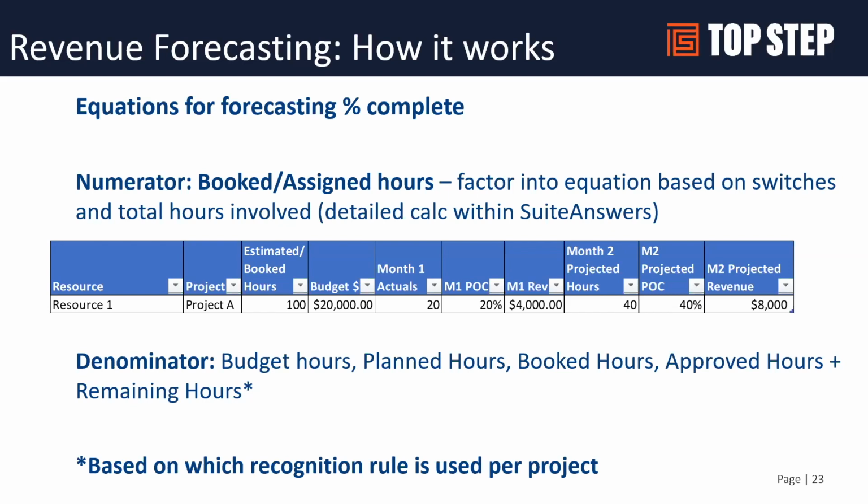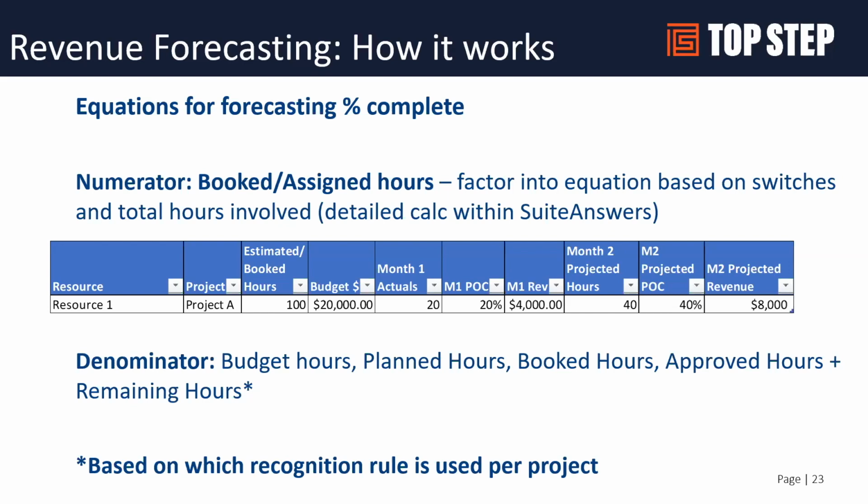So by scheduling resources into the future, the system will be able to calculate what the future percent complete may look like based on that. And then from there, back into a dollar amount of your percent complete. So that's how the percent complete factors in.